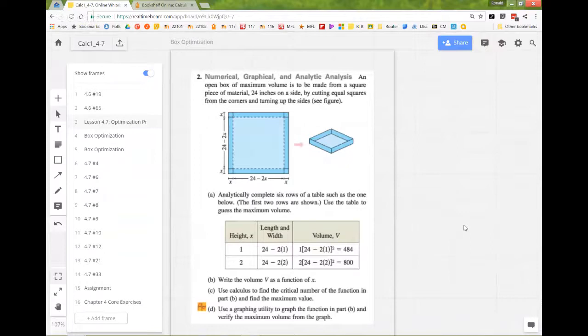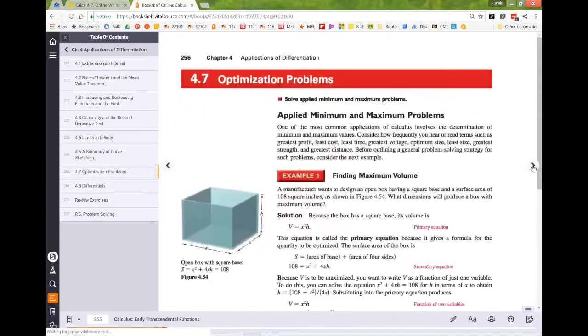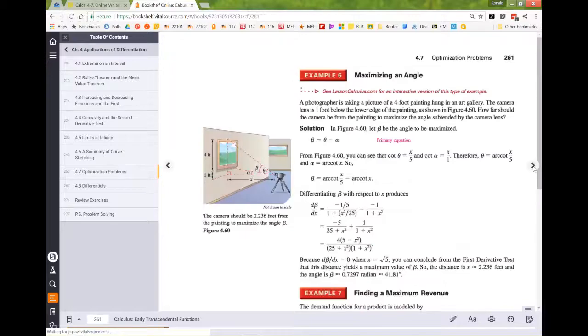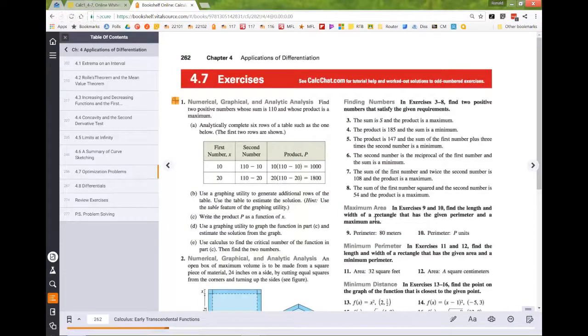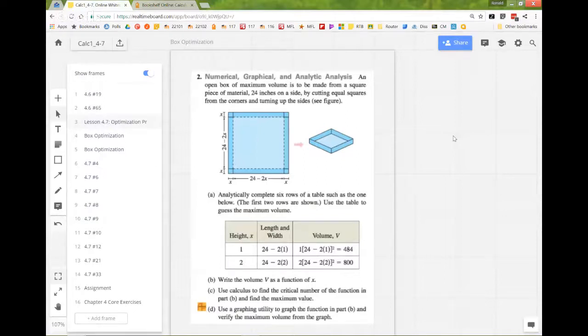And I think this is from, let's see, I don't have a book here. Let me just take a look. So from 4.7. Here's example 1. Again, it's the box problem. The number 2, is that from the assignment? Yep. So this number 2 we're working on, that's basically the problem. Okay. So numerical, graphical, and analytic analysis.